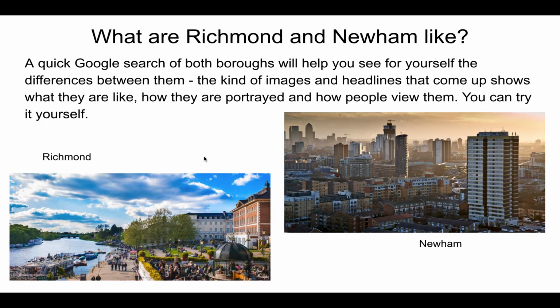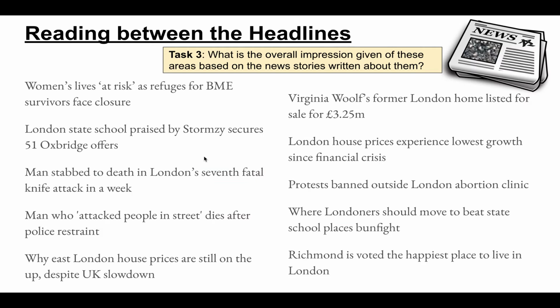What kind of language do the newspapers use when they describe it? What is the perception of that place? So that influences how people view those places. You could try this for yourself by Googling Newham and Richmond and seeing what kinds of things come up. Okay, I would really strongly advise you to do that, but our next task is going to be just having a little look at some headlines. So there are quite a few headlines here, and what I'd like you to do is tell me the overall impression given of these areas based on the news stories written about them.